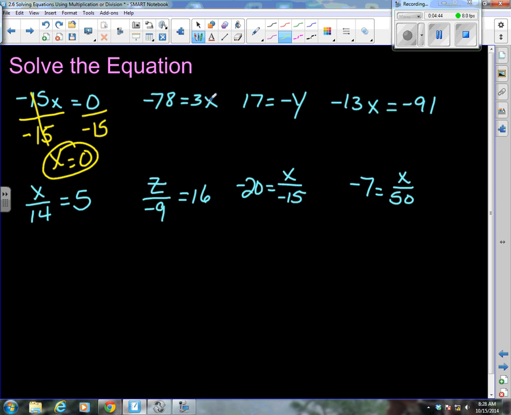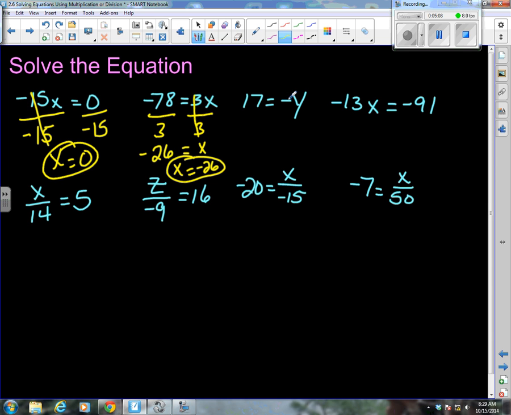Okay, here, this is multiplication. Divide by 3 on both sides. Okay, the 3's cancel. It becomes x equals, well, 3 into 78, negative 78. It's going to be a negative. Okay, and that's 26, right? I like writing the variable on the left-hand side, so it's x equals negative 26. Let's do one more of these, and we'll do a couple of division problems and be done with these.